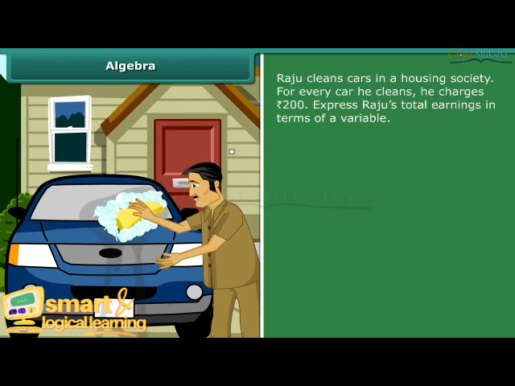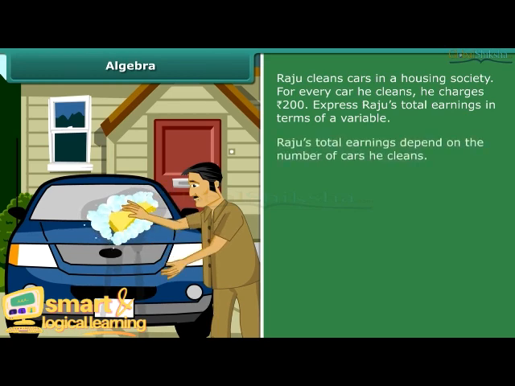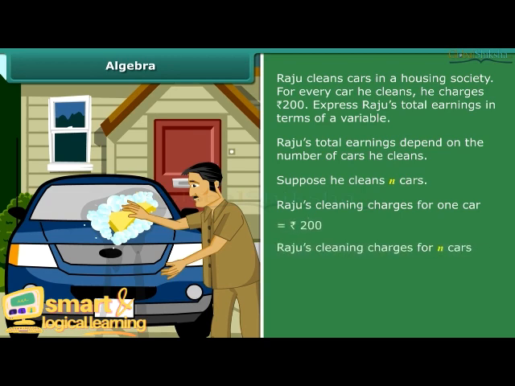Raju cleans cars in a housing society. For every car he cleans, he charges 200 rupees. Express Raju's total earnings in terms of a variable. Raju's total earnings depend on the number of cars he cleans. Suppose he cleans n cars. Raju's cleaning charges for one car is 200 rupees. Raju's cleaning charges for n cars is equal to 200 into n. Therefore, Raju's total earnings are 200 n rupees.